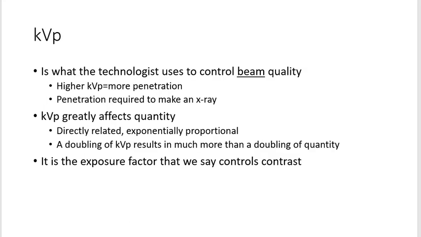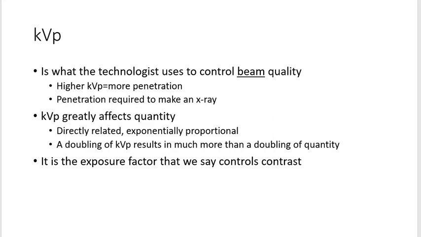So kVp is what the technologist uses to control beam quality. We would say that if your beam did not penetrate through a patient at all, then it could not create an X-ray. And in that way, that X-ray beam, for our purposes of making an X-ray to make a diagnosis, would be of no quality at all. So if the beam barely penetrated the patient and hardly made an X-ray, then it would still be very low quality. So the X-ray beam quality is tied directly to penetrability.